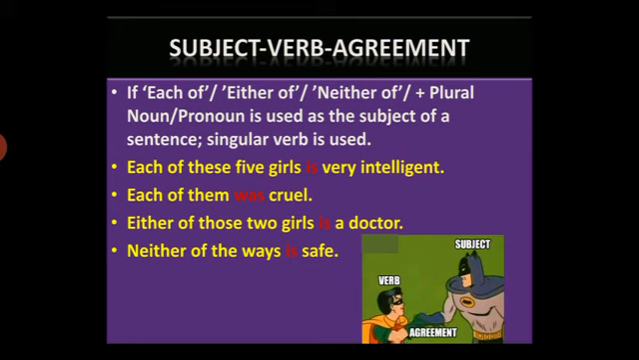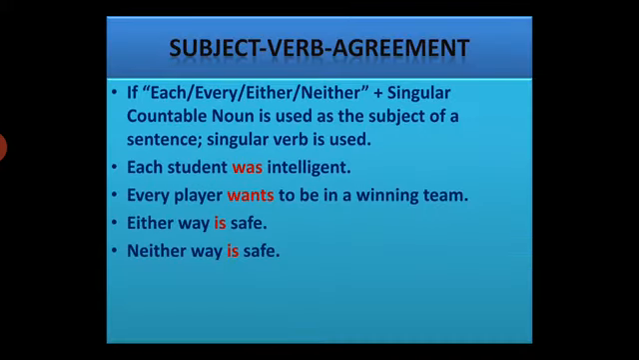But now, if these distributive words each, every, either, neither are used in the sentence as adjective, it means there is a singular countable noun just after these words. And if these distributive words are used as adjective also, they denote singular subject. Each student was intelligent. Every player wants to be in a winning team. Either way is safe. Neither way is safe.